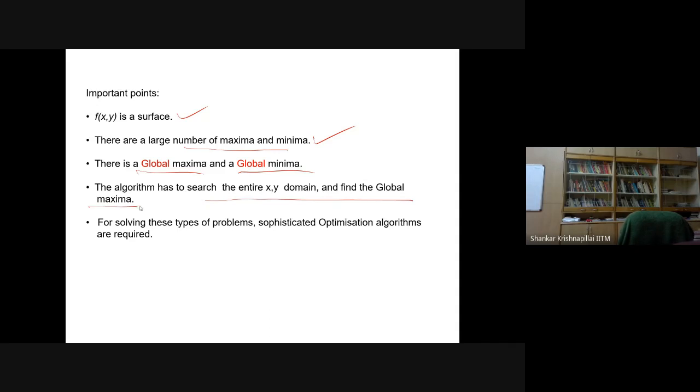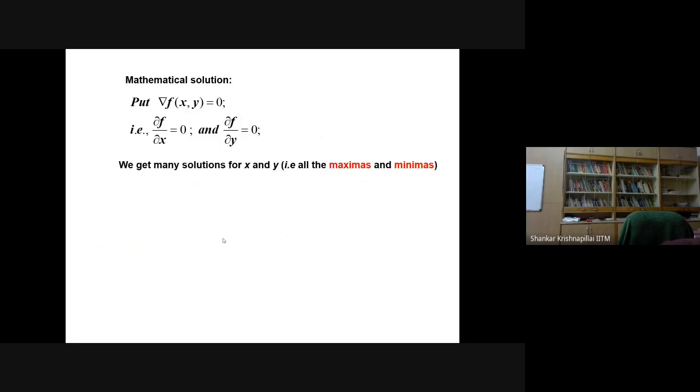To solve this type of problem, sophisticated optimization algorithms are required, like genetic algorithm, particle swarm optimization algorithm, etc., have to be used for this type of complex problems. So, how do you solve this two-dimensional problem?